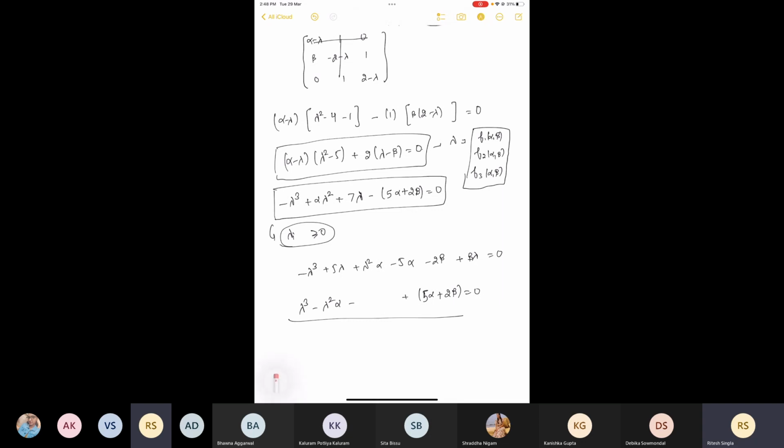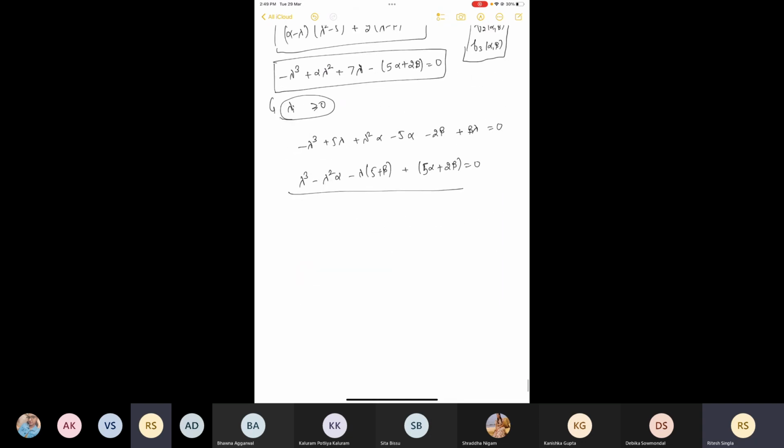Just a second, what am I doing here. It is lambda (5 plus beta). Now this makes sense. Sir, in the 822 entry, you have written minus 2 minus lambda. It is 2 minus lambda. Okay. This is also a mistake by me. I'm sorry again.